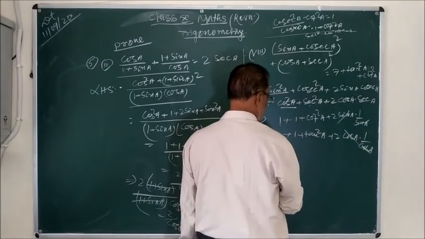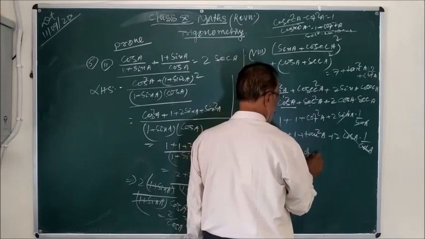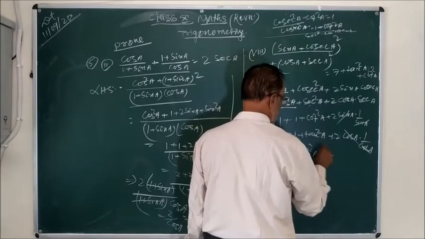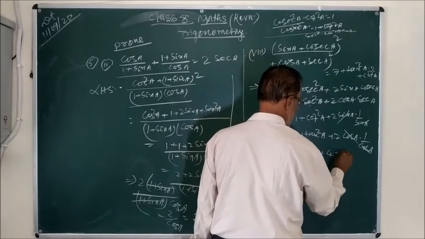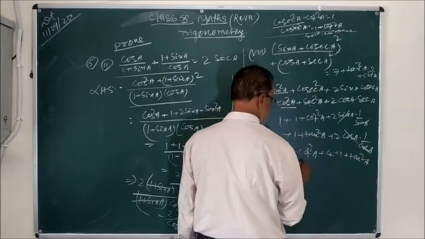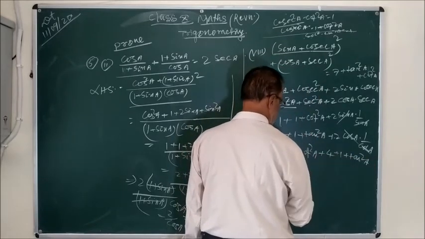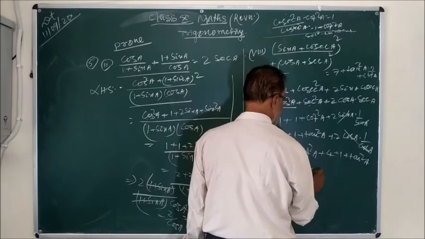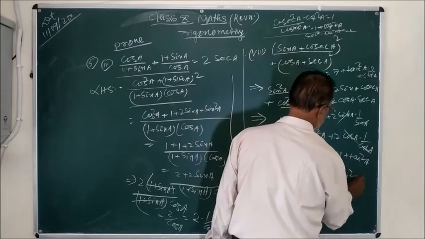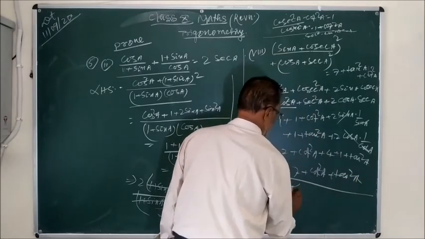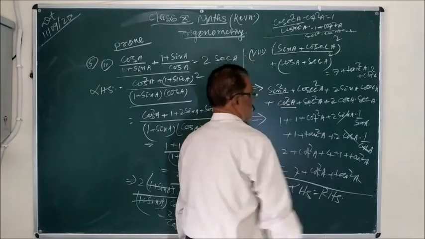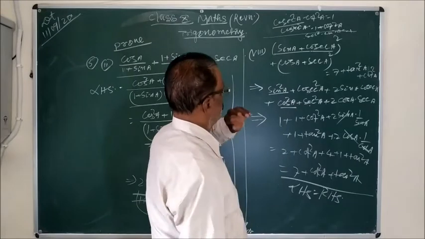So 1 plus 1, 2 plus cos square A, and this will be 2 and 2, 4, and this will be 1, and this will be tan square A. So now you see 2 plus 4 plus 1, 7, plus cos square A, plus tan square A. So this is the result. So my dear student, this is question number 8.